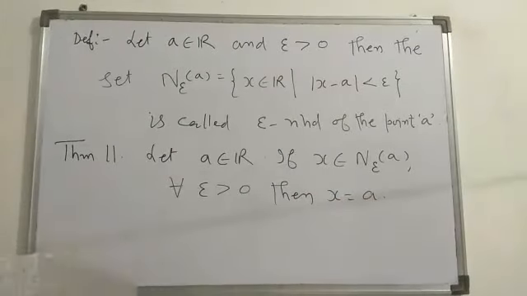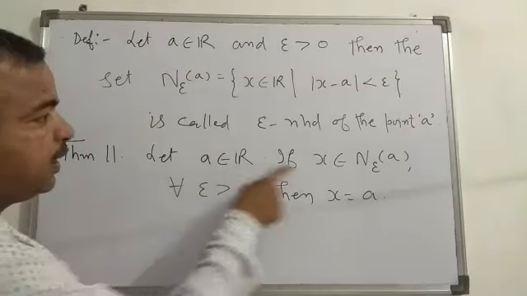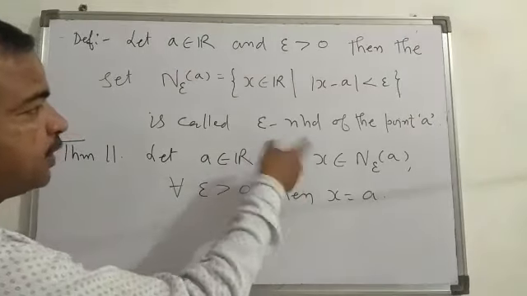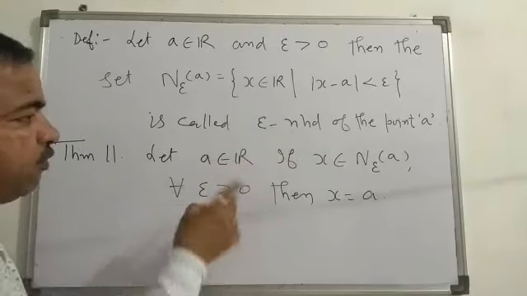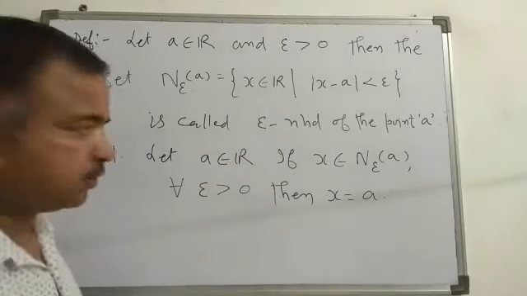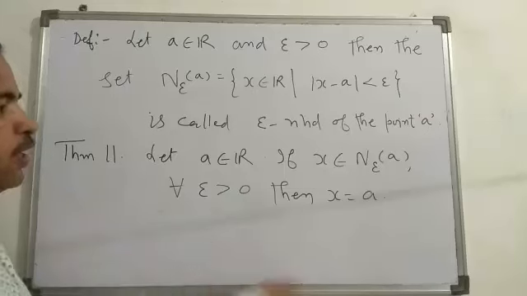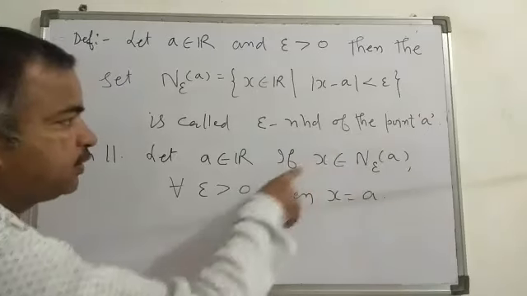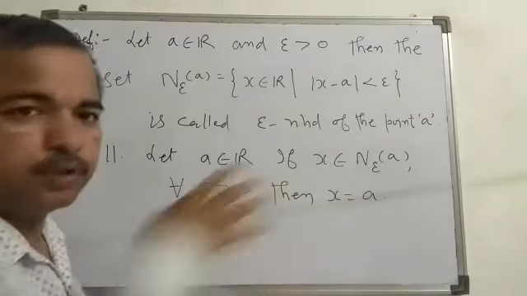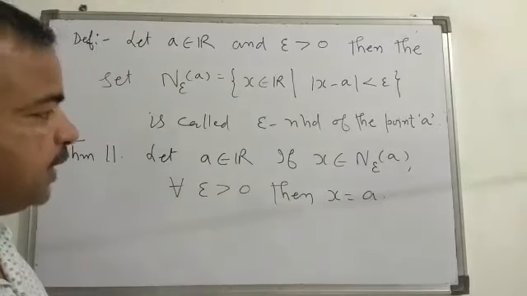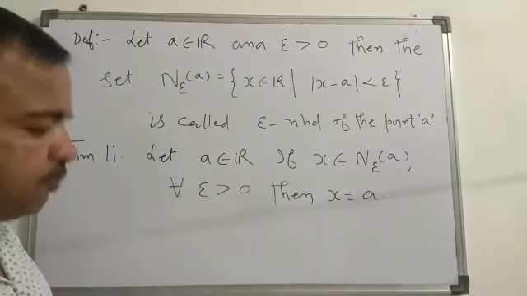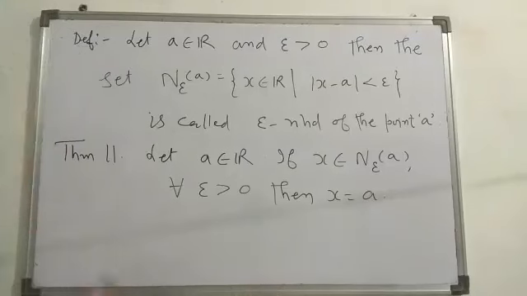Let us see what this theorem states. A is a real number and x belongs to the epsilon neighborhood of this A for every epsilon positive. So for each epsilon greater than 0, for each neighborhood of A, this x is in this neighborhood. Then we have to show that x is nothing but the point A. So how to prove it?